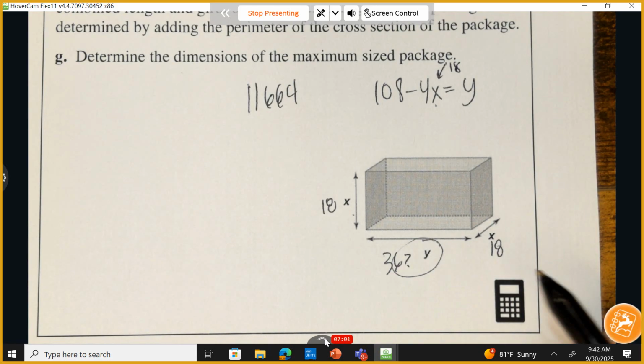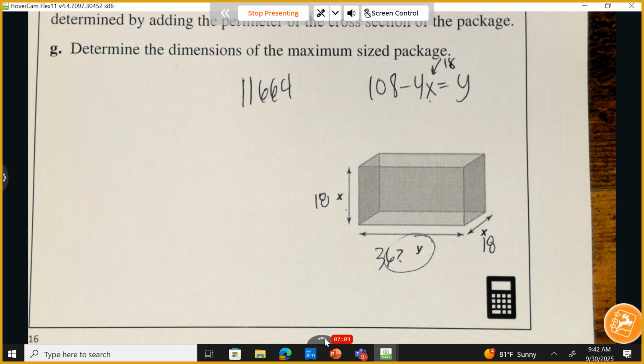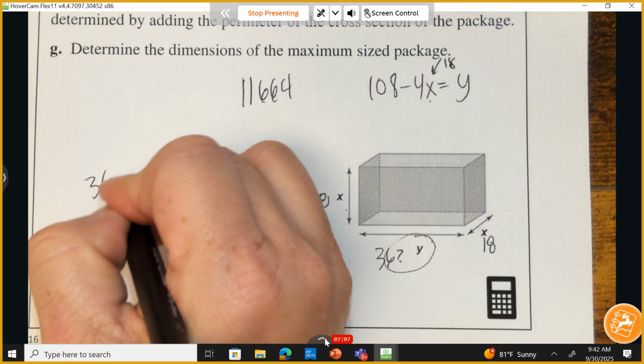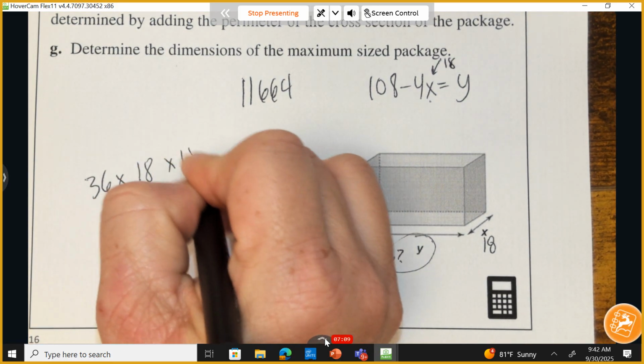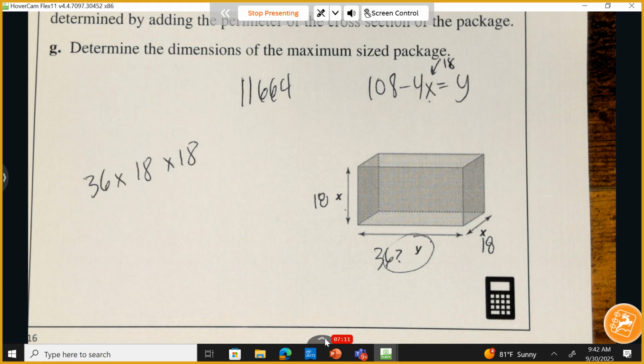So what are the dimensions and how do we write them? The dimensions do not have to be in a specific order. We just need to have the three numbers. So 36 by 18 by 18. Or, again, any order as long as you have two of those being 18 and one being 36.